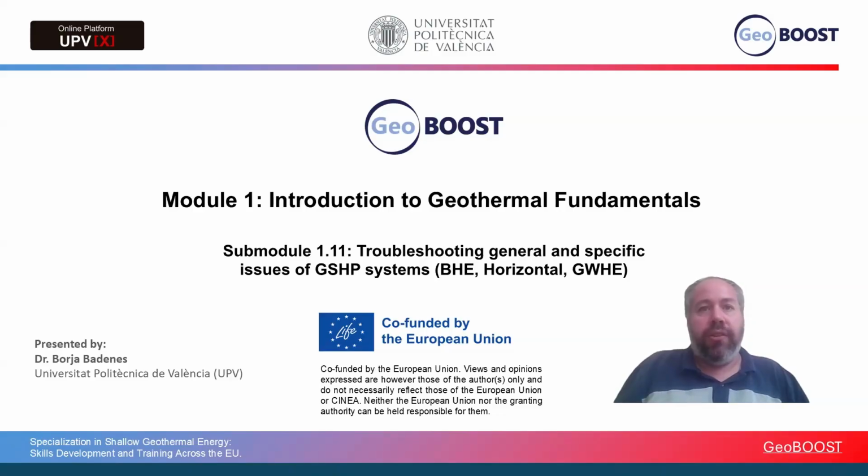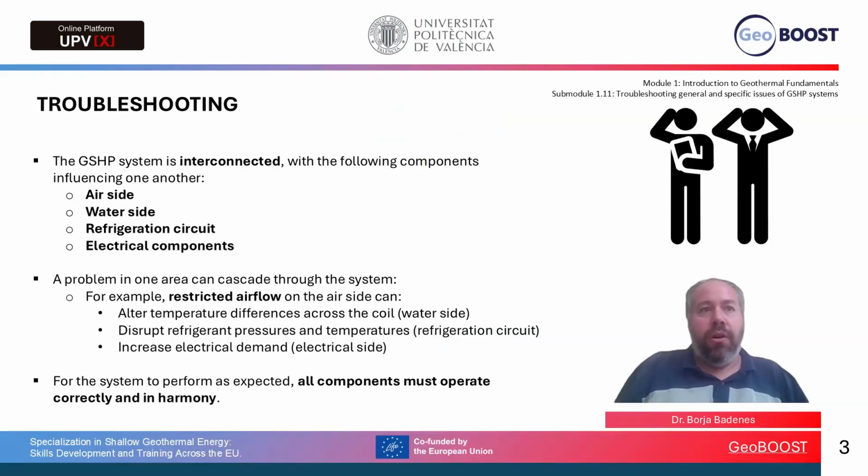We will also look at general system problems and also specific uses for the 3 types of loops: vertical boreholes, horizontal boreholes, and groundwater. By the end, you will know the main steps to diagnose and solve the most common faults. This slide shows the 4 main parts of a ground source heat pump system: the air side, the water side, the refrigerant circuit, and the electrical components.